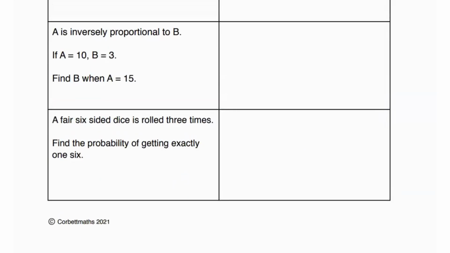A is inversely proportional to B. If A is 10, B is 3. Find B when A is 15. So what we will do is first, let's make the equation. A is inversely proportional to B, which means A is proportional to 1 over B, and A equals K over B. You replace the proportionality sign with K and equal to, so A equals K over B. Substitute the values of A and B to find the value of K. So 10 equals K over 3. So that's 30 equals K.